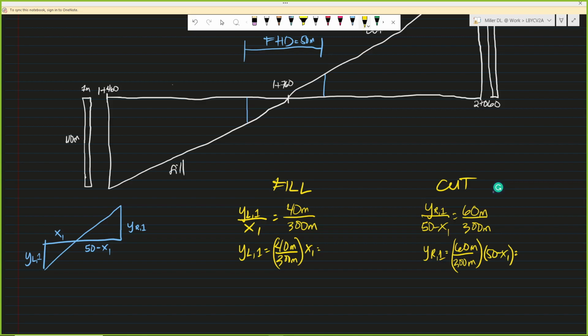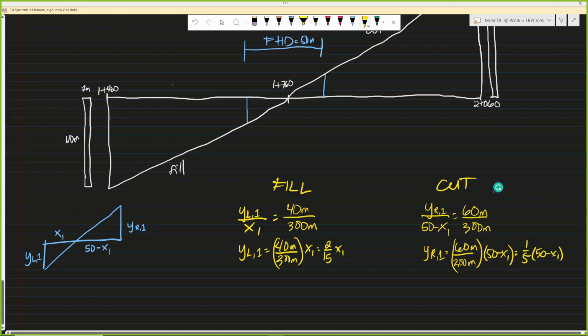Okay, kindly simplify the coefficient of x sub 1. So, 40 meters divided by 300 meters. Kindly provide the fraction form. So, we have 2 over 15 x sub 1. How about 60 over 300? 1/5 times 50 minus x sub 1. Okay? So, ito na yung component natin.